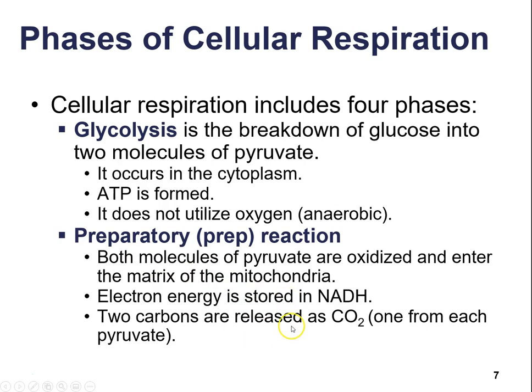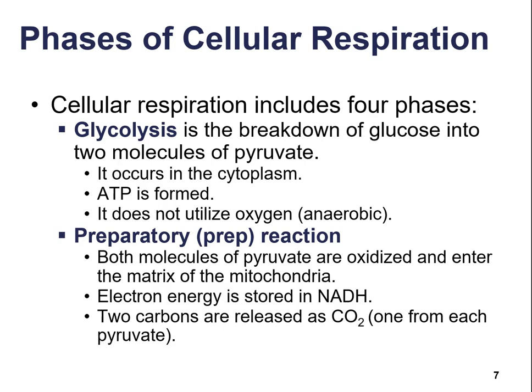So the pyruvate enters into the matrix of the mitochondria, and then that prep reaction occurs. Okay. All right. We'll look at that prep reaction a little bit more, again, as we get into more details. For now we're just doing an overview of where these things are taking place.